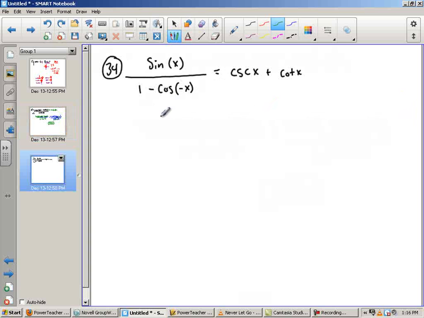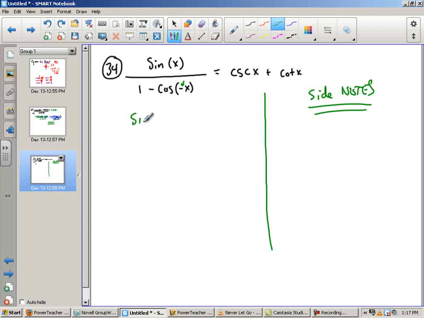Then number 34, again, one that's got a little trick in it along the way. I can't touch the right-hand side. I can only work the left. But I'm still going to do some sort of side work over here. So this is side notes, okay? I'll do some work over here from time to time. And it's not part of my actual substitutions, but it's important. First thing I notice, though, is I've got this negative here. I want to get rid of that. So this is sine of x over 1 minus, and I know that in a cosine, that negative is absorbed in the cosine, so cosine of x.